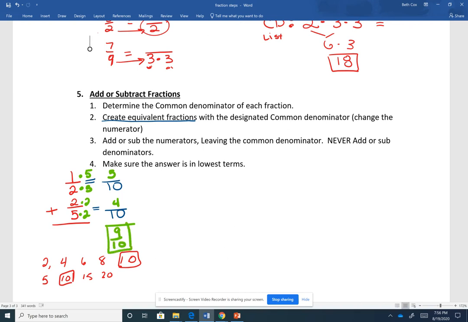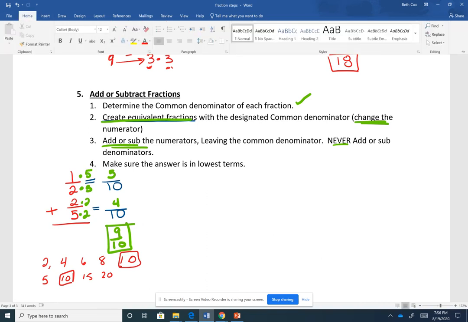All of a sudden, Miss Cox got really slow, right? You can stop the video or you can speed it up. But first thing we do, determine the common denominator. Then we create equivalent fractions. We change the numerator. That's basically what we do. We change the numerator. And then we add the numerators. Notice you never add or subtract denominators. And make sure your answer is in lowest terms.